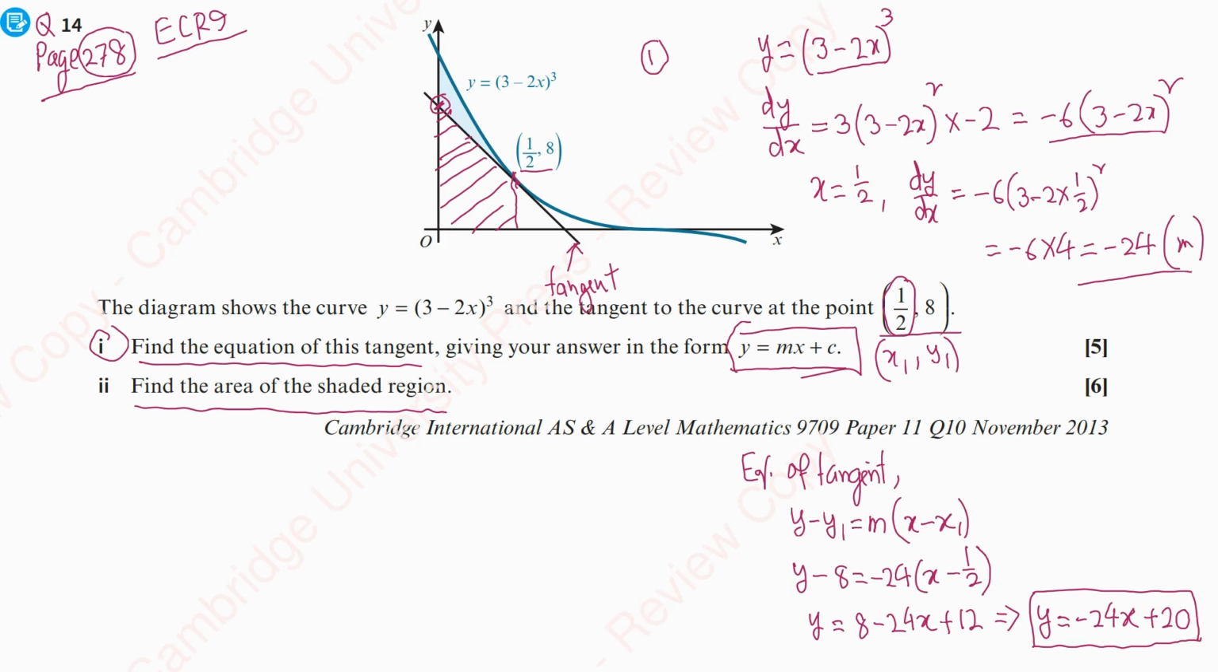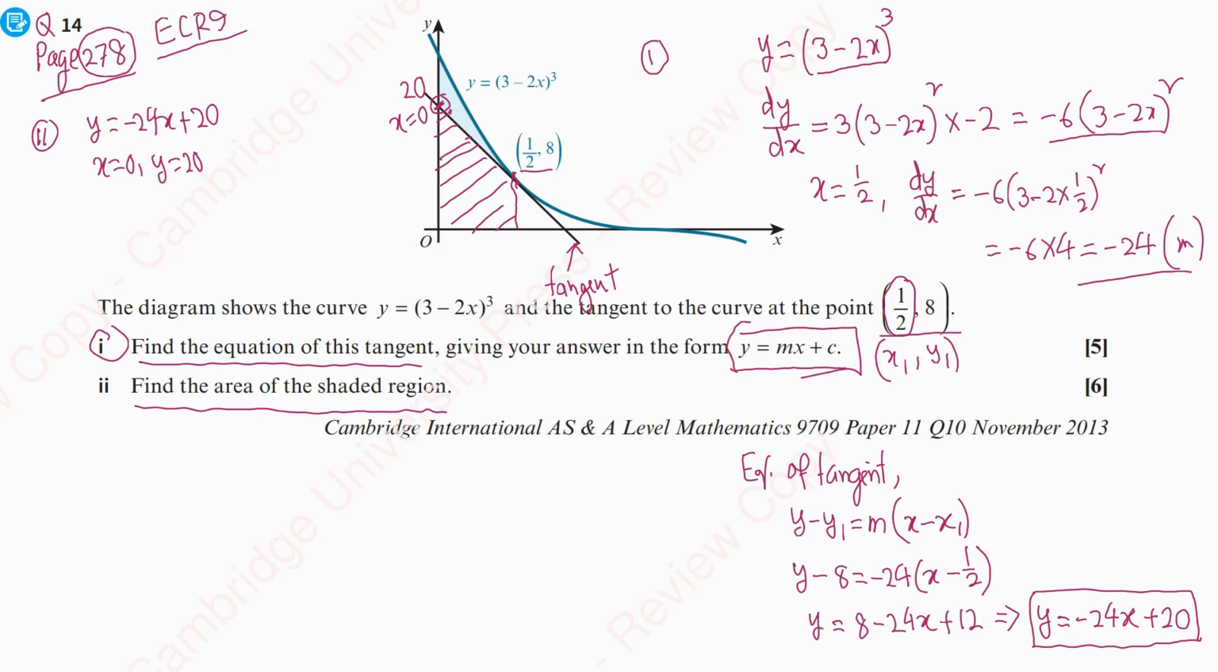the tangent equation. If we put x = 0 on the y-axis, our tangent equation y = -24x + 20 gives us the y value. When x = 0, y is 20. So in that case our y value is 20.